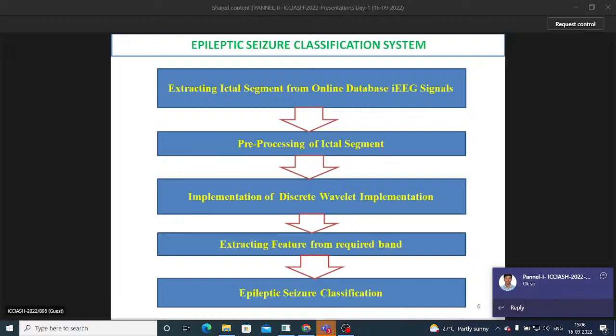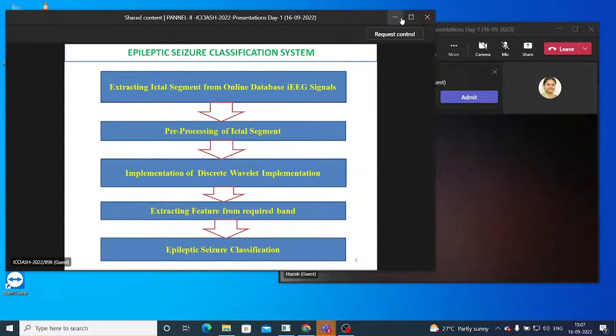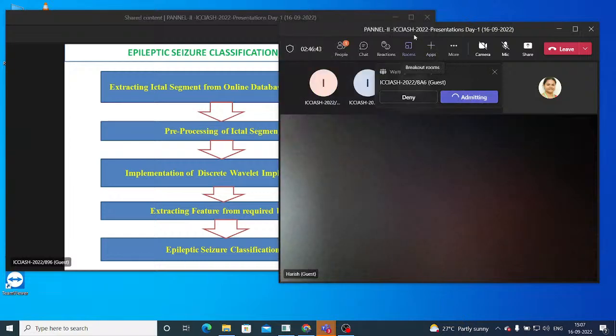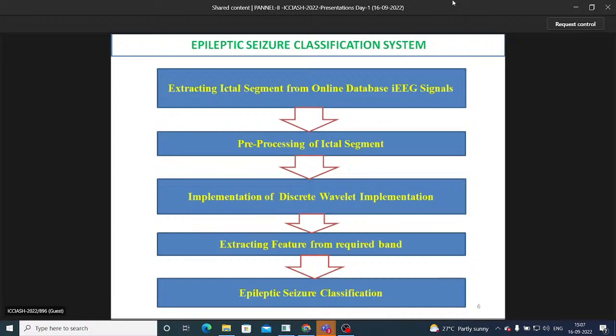This is the classification system that we have built. In this, we have used the IEEG signals, that is, intracranial electroencephalography signals. From that, we extract the ictal segment, which is nothing but the seizure segment. The extracted ictal segment is pre-processed, meaning noise and artifacts are removed if present, and then we apply the discrete wavelet transform. What the discrete wavelet transform does is separate out the frequencies and give us exactly the alpha and beta frequencies.